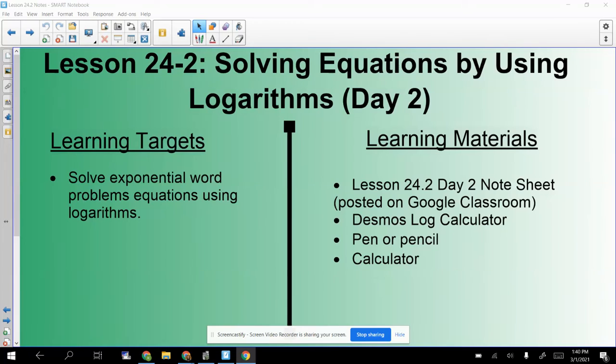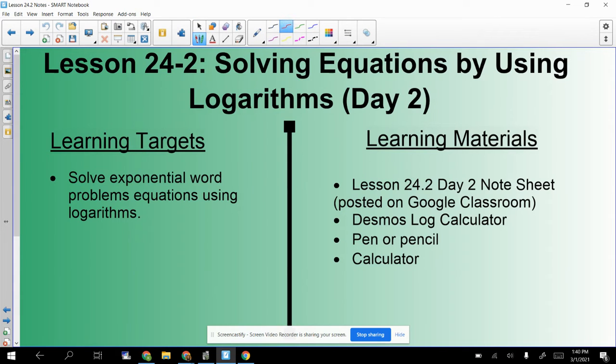Hi guys, welcome to lesson 24-2, solving equations by using logarithms, day 2. This one is going to be about application problems or word problems. So you will want your lesson 24-2, day 2 note sheet that's posted on Google Classroom. Again, you'll want your Desmos log calculator or your graphing calculator, and you'll want a pen or a pencil.